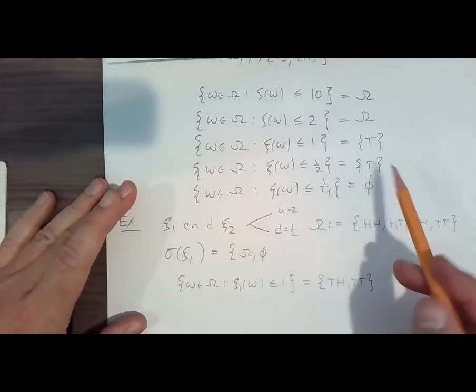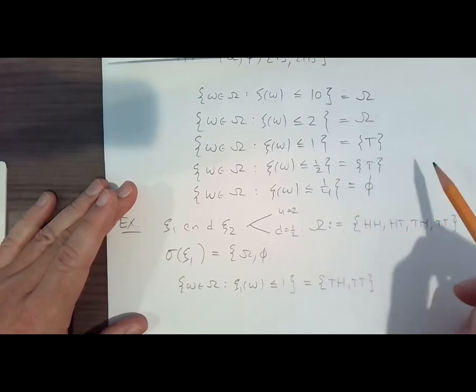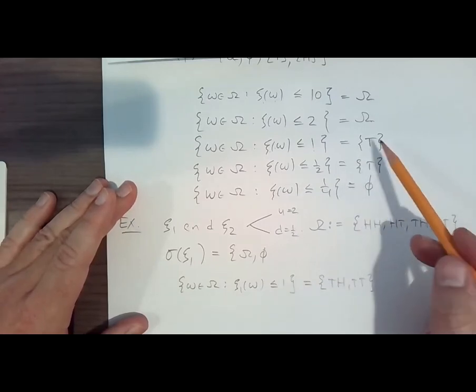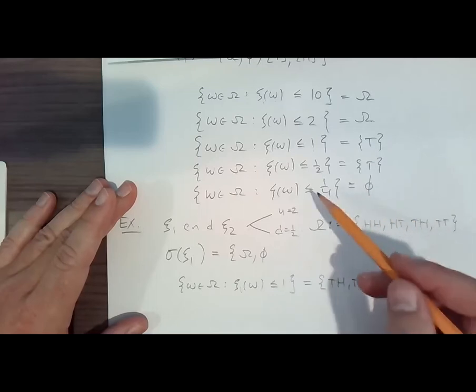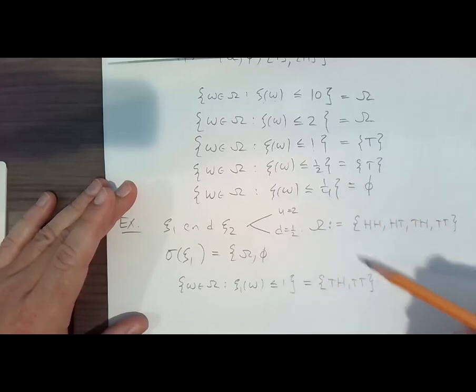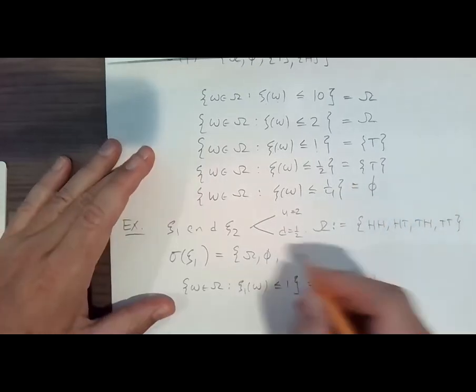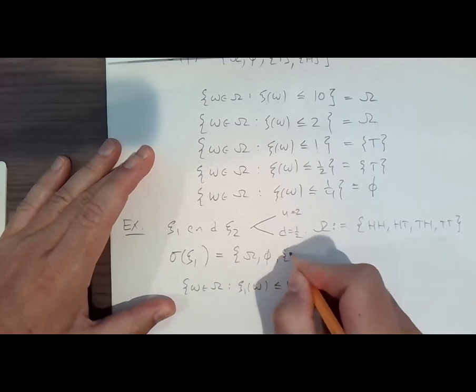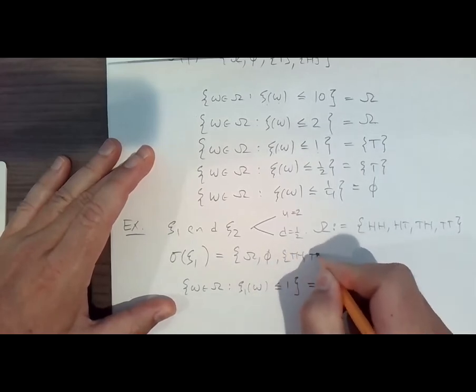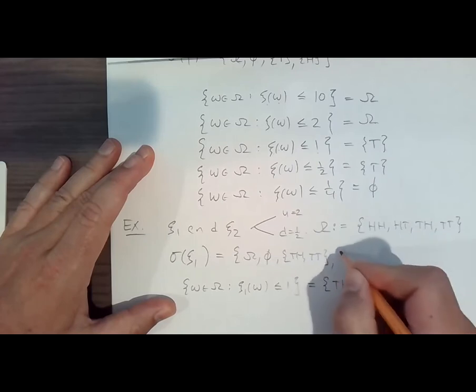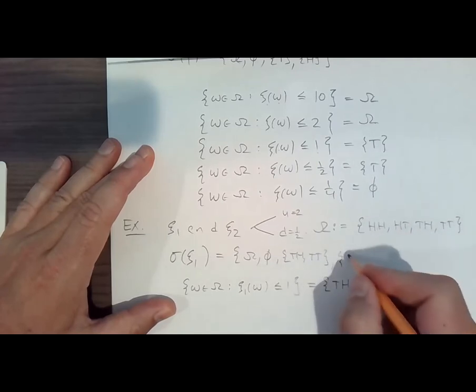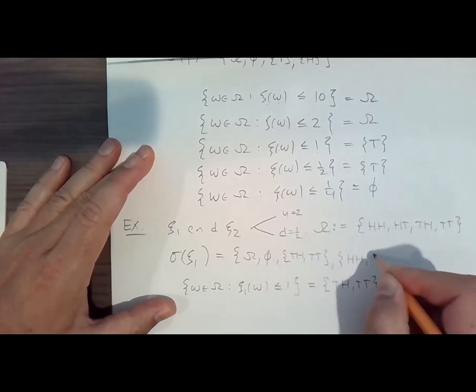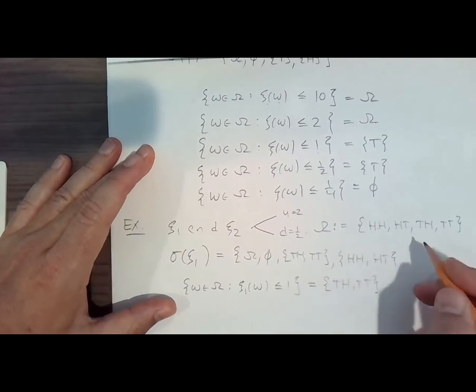And then again, I could move down further, and I would see that I get the empty set when I'm pushing it below half. So I need to put this one up there. So that has to go in there. TH, TT, and then its complement. The complement is this one. HH, HT.